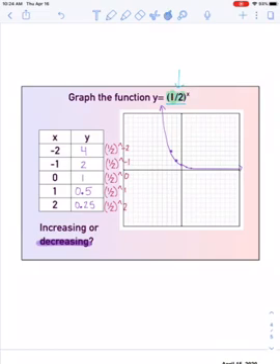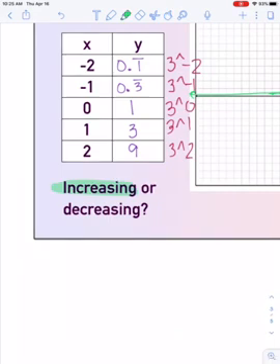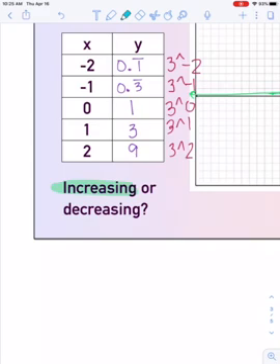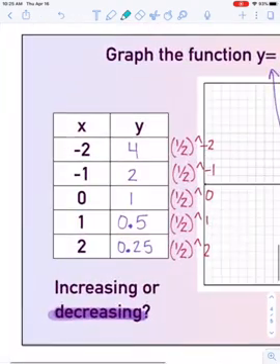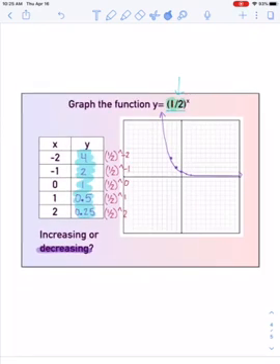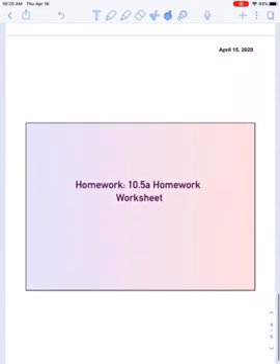So we just plugged numbers in, we graphed them, and we decided if it was increasing or decreasing by looking at the graph. You can also tell if it's increasing or decreasing by looking at the chart that you made. So if you look at the chart here, the y's start out small and they get larger. That's increasing. As the x increases, so do the y's. This one, as the x gets bigger, your y's start out at 4, but they end up down at 0.25, so that one's decreasing. So you can tell also by looking at the numbers, not just the graph, whether it's increasing or decreasing. Okay?